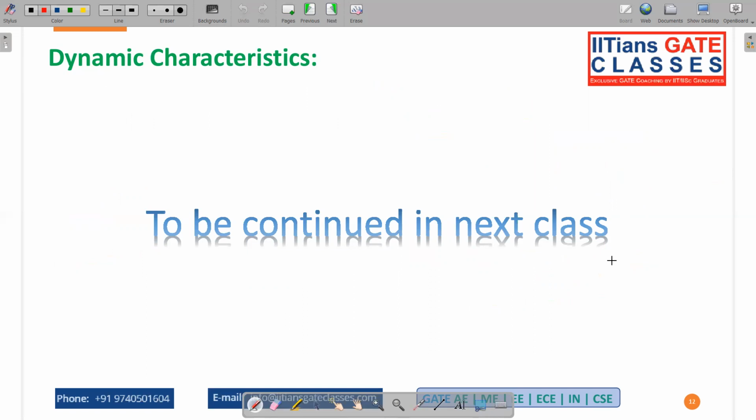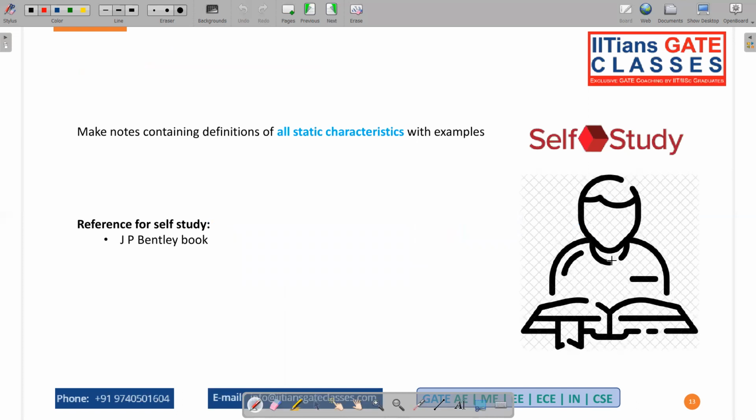And the self-study that you have to do is on these static characteristics terms. Make a note of these terms, and take a few examples, a few numericals, or you can take some dummy data to plot the curves, and then it will be easy for you to understand those terms: range, span, linearity, non-linearity, hysteresis, sensitivity, resolution, etc. So this you have to do in the self-study. You can refer to the J.P. Bentley book for the self-study. And on this note, we are ending the lecture.